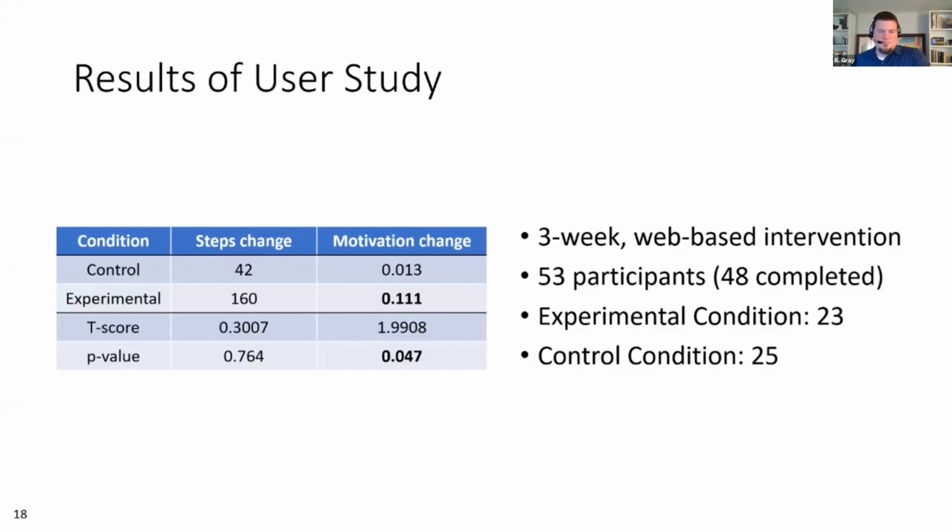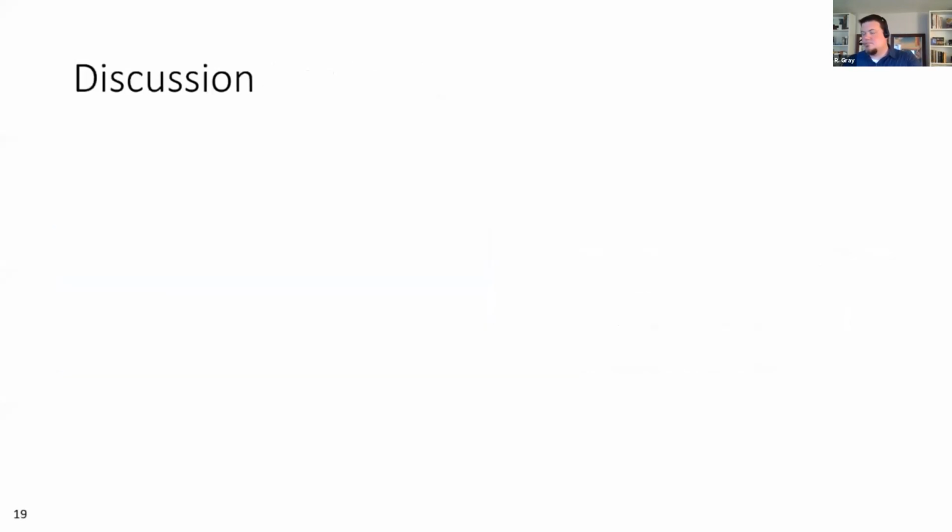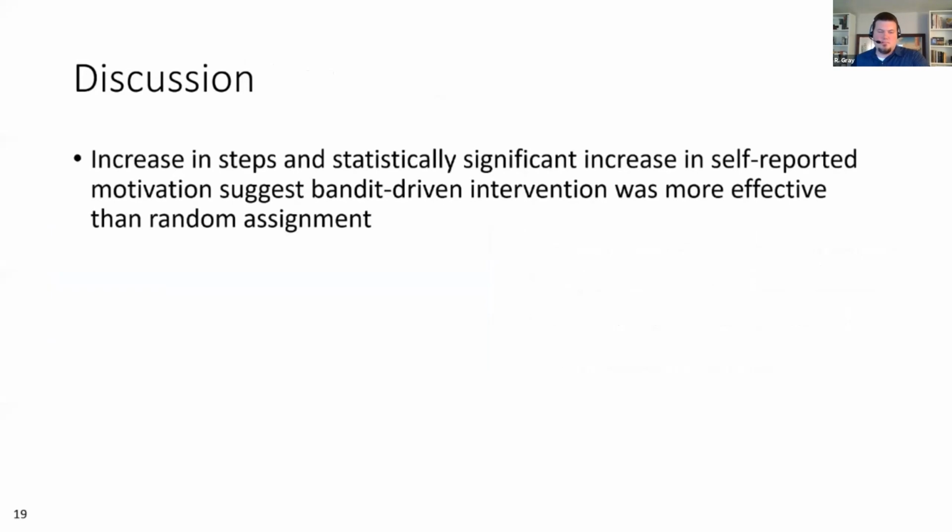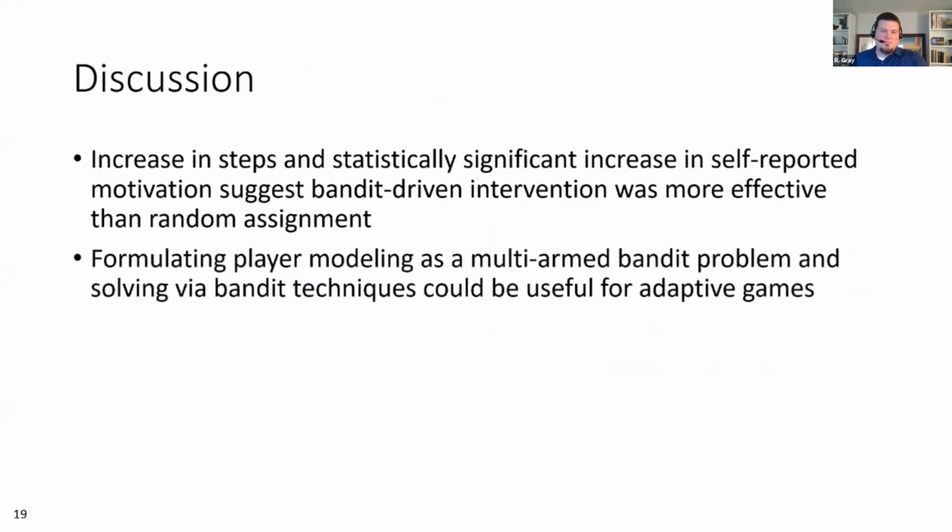The results of our user study, both the increase in steps and the statistically significant increase in self-reported motivation, suggest that our bandit-driven intervention was more effective than random assignment when selecting effective social comparison targets for users. This also supports our approach of defining a player modeling problem as an MAB problem and solving it with bandit techniques, and we believe that this could be a promising approach for adaptive games.